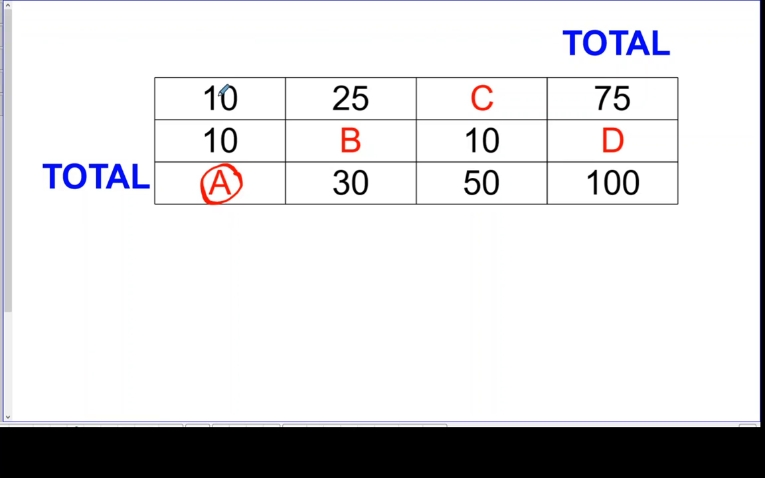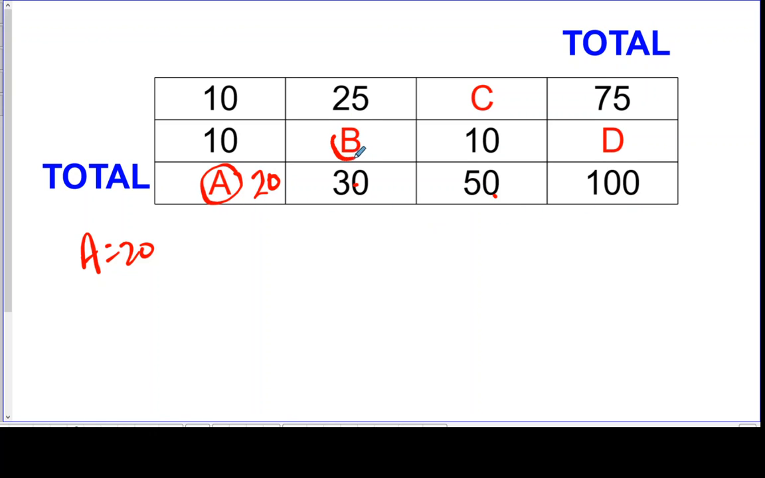A represents a total of 10 and 10, so you easily know that A is going to be 20, right? So A equals 20. And now look along the row, does this match? Is 20 plus 30 plus 50 equal to 100? Yes, it is. So that all works so far, right?